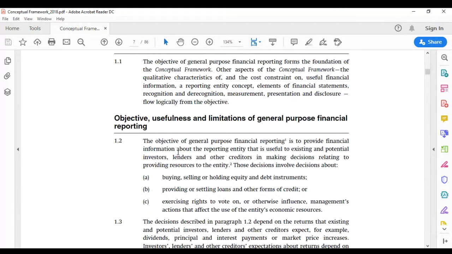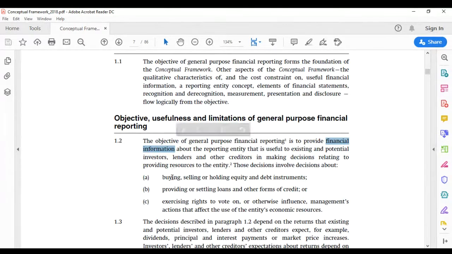This is the one, paragraph 1.2, that I'd like us to start with. Here they say the objective of general purpose financial reporting is to provide financial information about the reporting entity that is useful. So that is the first little word that we must highlight here. Perhaps it's the second one. The first one is actually the financial information.